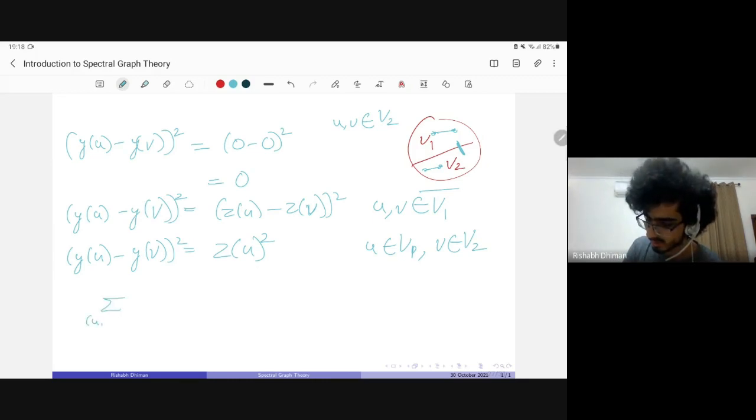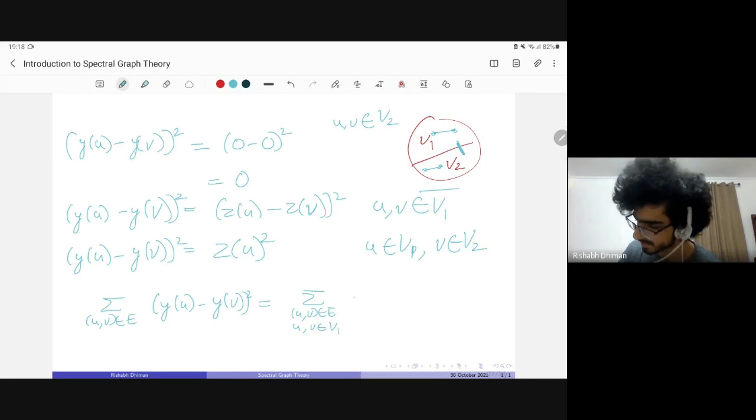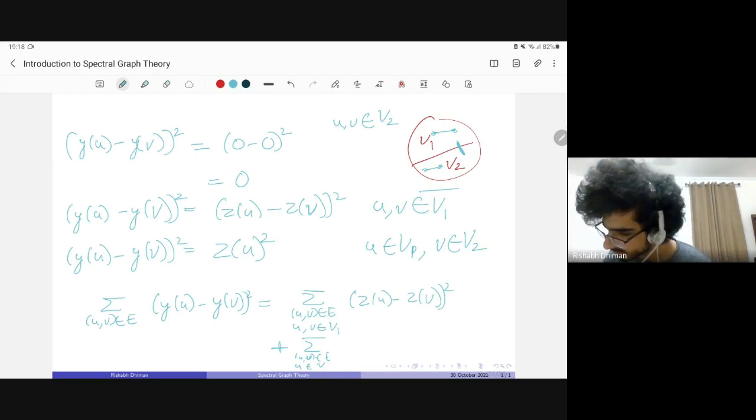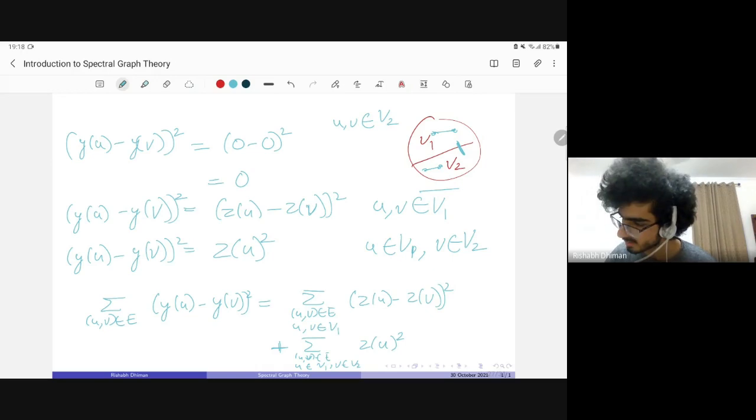So the ultimate result you get is this: the sum of (y_u minus y_v) squared is equal to the summation over edges uv where u and v both lie in V1 of (z_u minus z_v) squared, plus the summation over edges uv, where u lies in V1 and v lies in V2, of z_u squared.